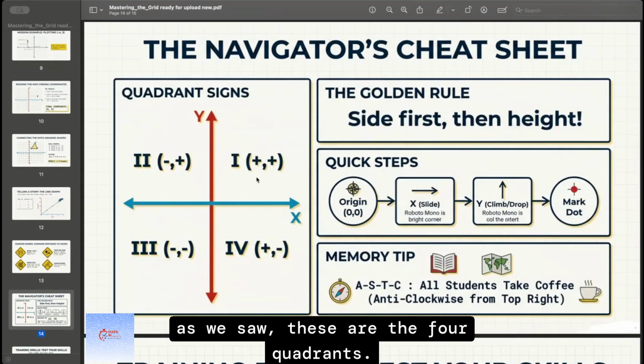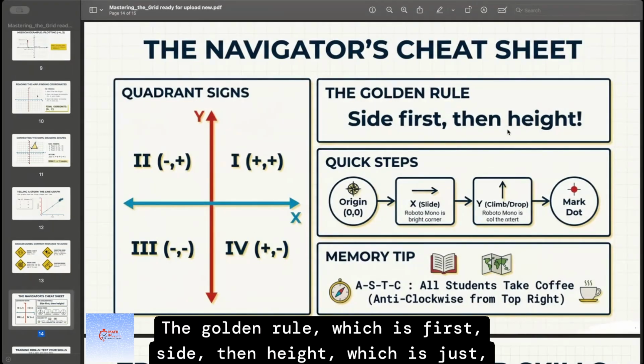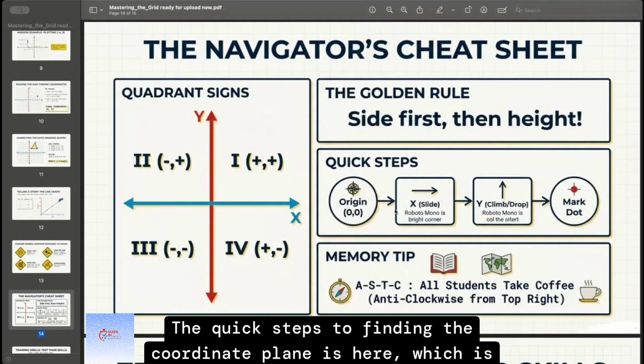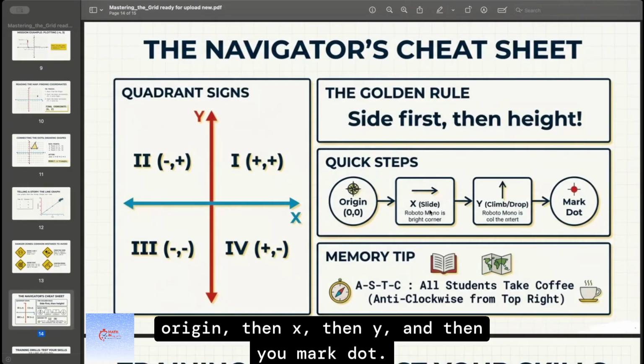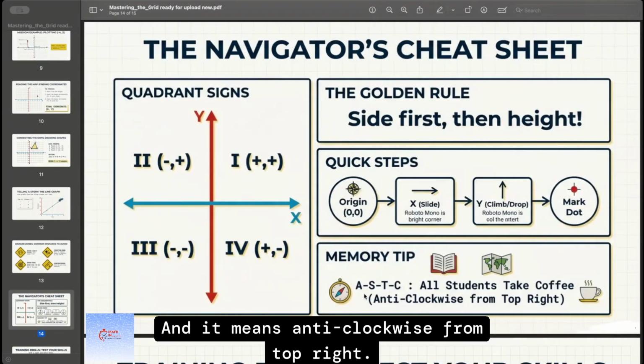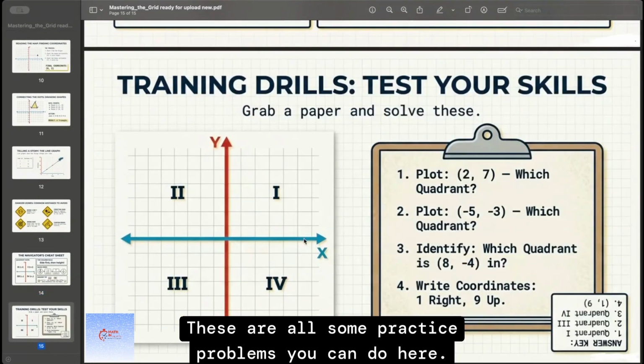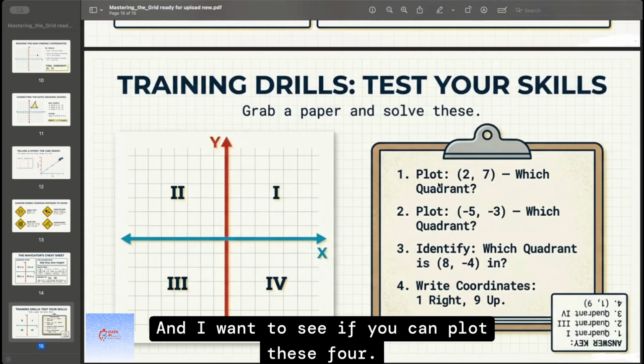As we saw, these are the 4 quadrants and these are their signs. The golden rule, which is first side, then height, which is just in this case x and y. The quick steps to finding the coordinate point is here, which is origin, then x, then y, and then you mark the dot. And then there's a memory tip here, which is ASTC, all students take coffee, and it means anti-clockwise from top right. These are also some practice problems you can do here, and I want to see if you can plot these 4.